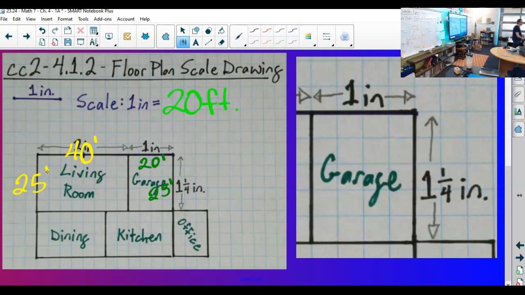Area, length times width. Area is length times width. Area, we're going to get square feet.